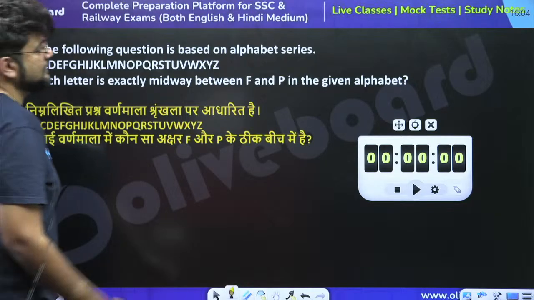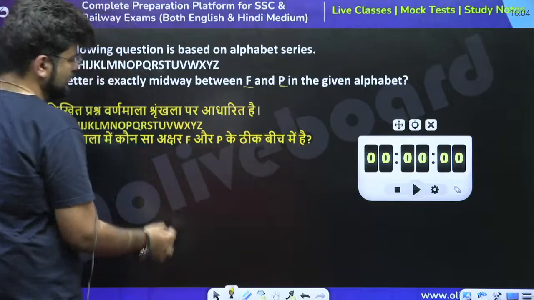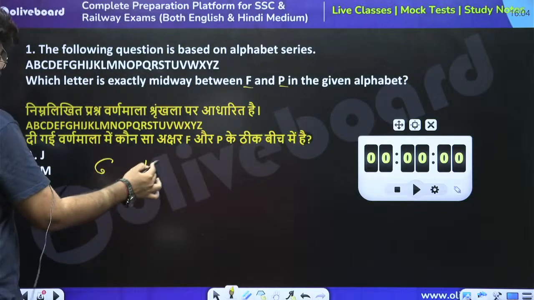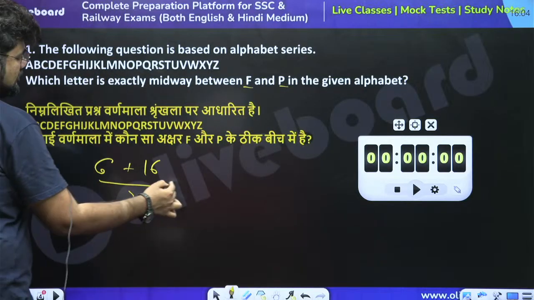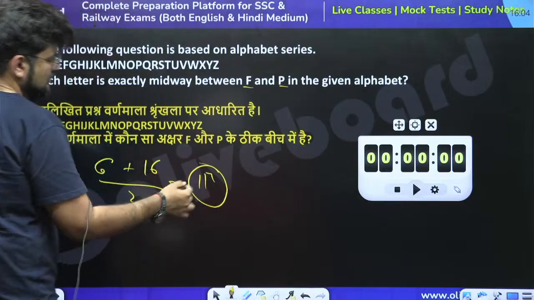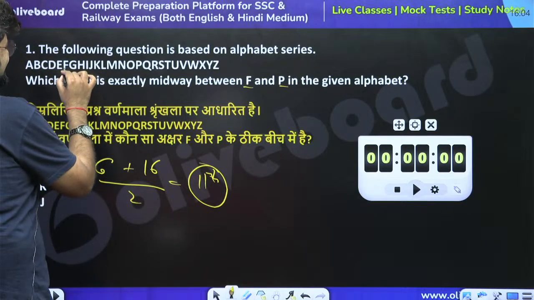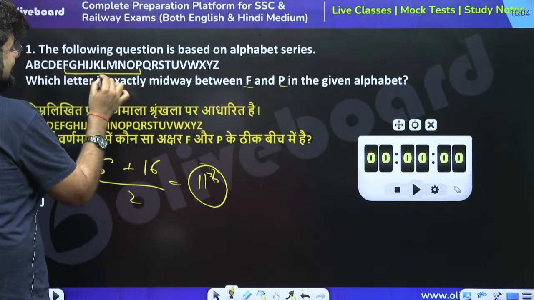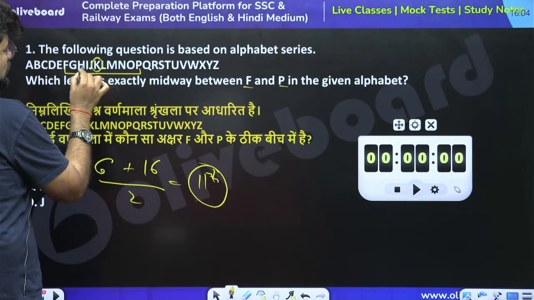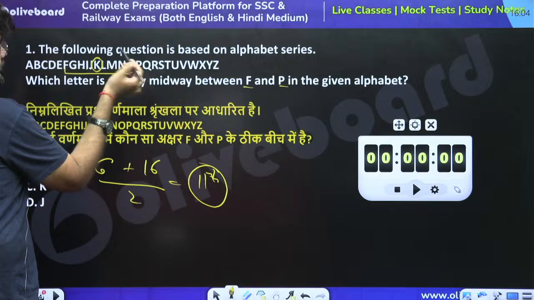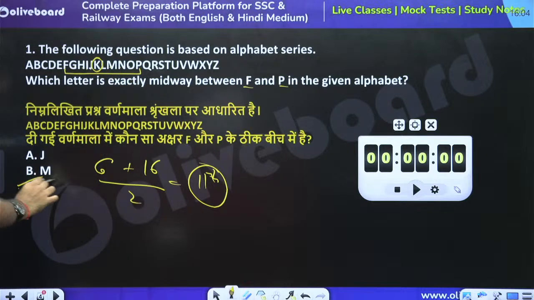They are asking which letter is exactly midway between F and P. Okay, so F is 6, P is 16. So the 11th letter, that is K, should be in the middle. So F is here, P is here, and K should be in the middle. Is it? 1, 2, 3, 4. 1, 2, 3, 4. Absolutely correct. So it's that simple. Option C is the right answer.